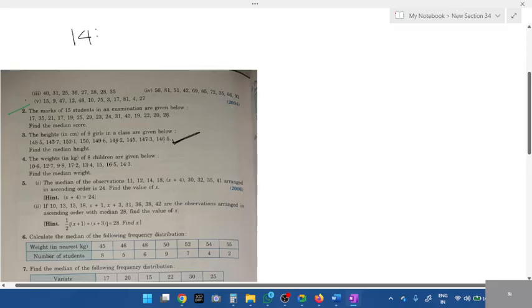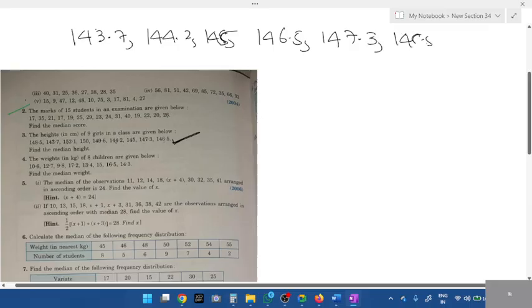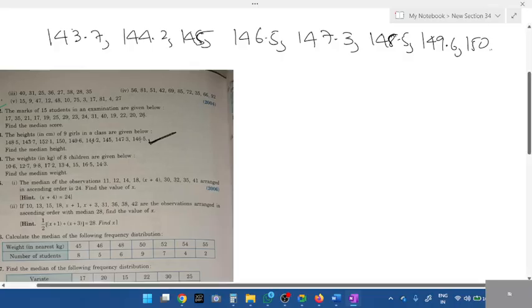Ascending order. Why will I ask the same question? 140. Next. 140. Okay. Next. 0.6, 150 and 152 point. All of you have arranged in the same order. Respond, students.